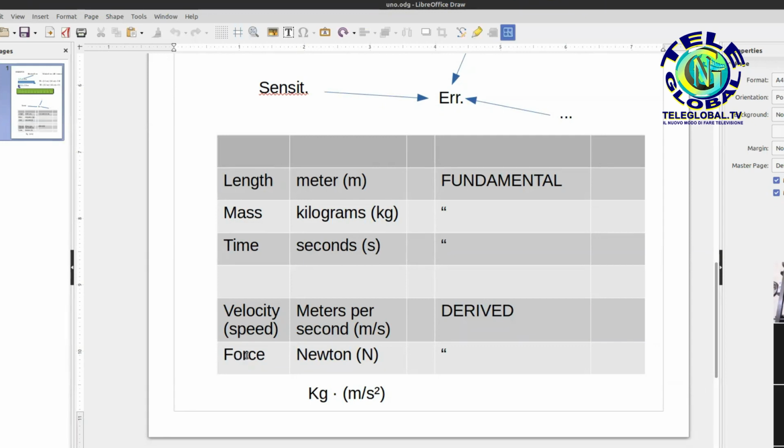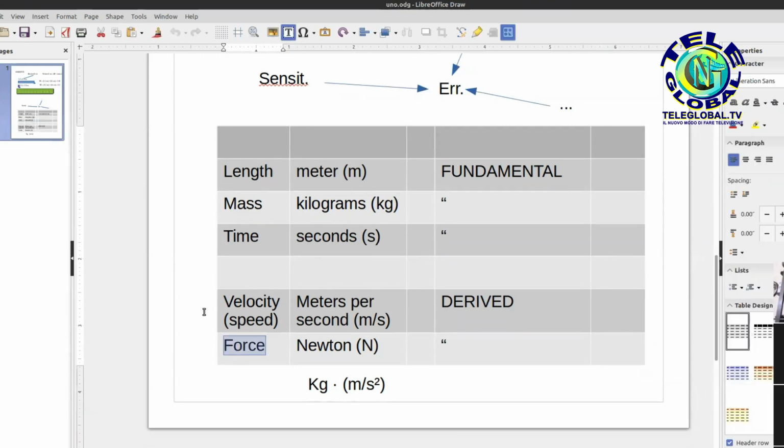So today we are going to focus on force. Now, it is kind of hard to actually explain what force is, because it can come in many different shapes. So, for example, if you are pushing an object, you are applying a force on it.